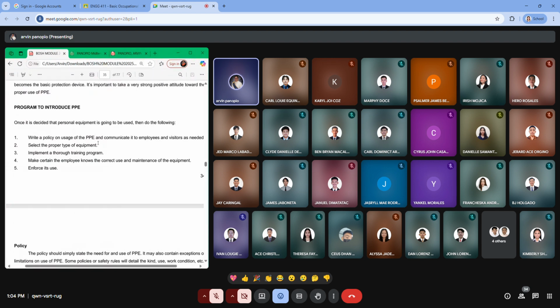Then select the proper type of equipment. So every equipment has its own specific functions, so you must first assess where you will use it. Then implement a thorough training program. So here the company or the industry should provide a training program regarding safety training and response. Then make certain the employee knows the correct use and maintenance of the equipment. So they will also be taught how to store it properly and maintain the good quality of the PPE, and enforce its use.